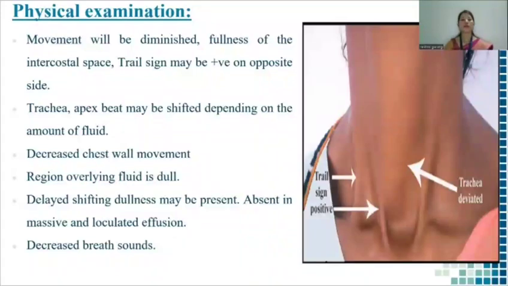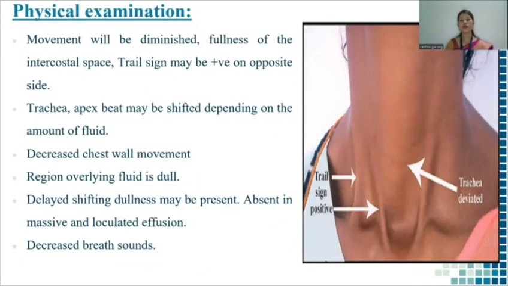Next, physical examination. In the physical examination, you can see movement will be diminished, with fullness of the intercostal spaces, and the tracheal shift will be positive, toward the opposite side. As in the diagram, there will be a shifting, a tilting of the trachea, bending of the trachea. The apex beat may also be shifted depending on the amount of fluid present.